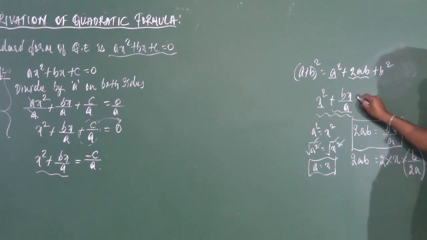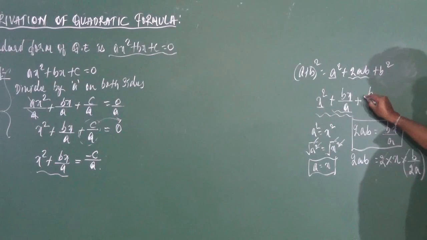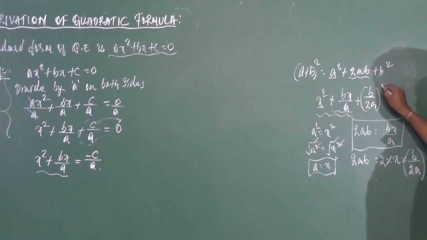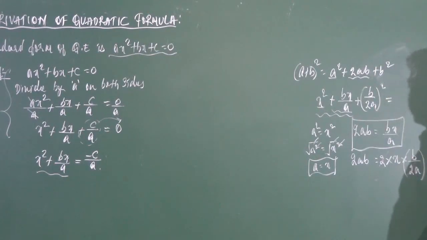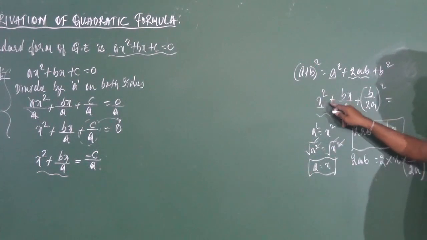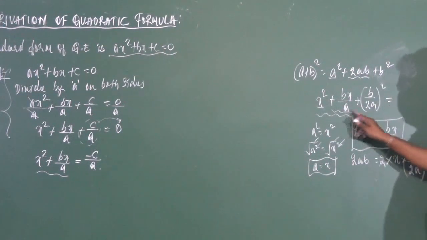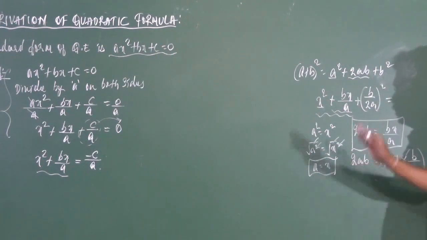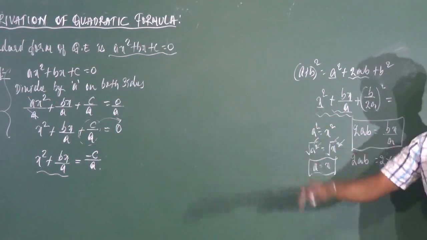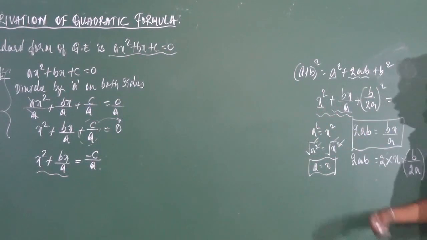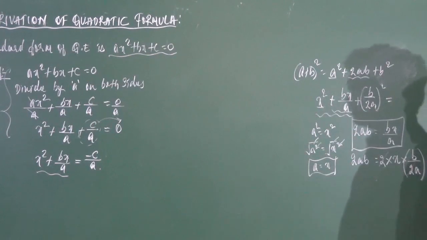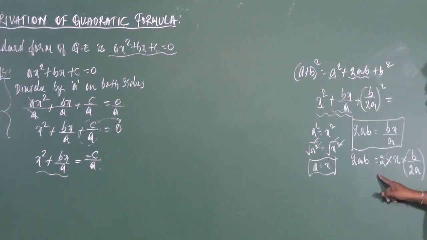So if I substitute (b by 2a) whole square here, then it will be equal to a perfect square, because it is in the form of a square plus 2ab plus b square. This is a perfect square, right? We will add (b by 2a) whole square on both sides. We cannot add it for just one side, we will add it for both sides to balance the equation. I hope you got this. You understood how you get b by 2a, and why (b by 2a) whole square should be added? I hope you got the concept.